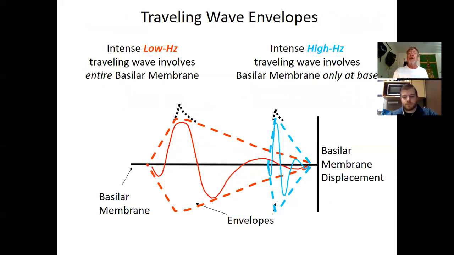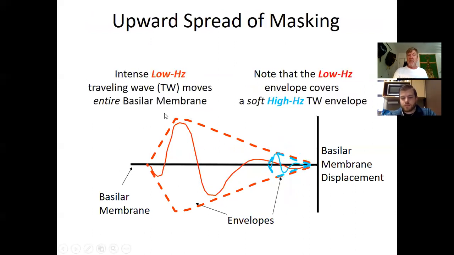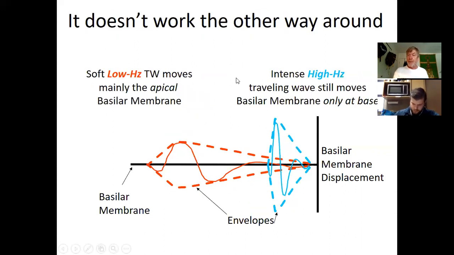It's called the upward spread of masking. Lows mask highs better than highs mask lows. Why? How come? Because the traveling waves are asymmetrical in shape. That's why. They're shaped like kites. And the high frequency wave stops at the base. And that kite may be made very, very large, but it's hard pressed to push its way out to mask the low frequencies. It just doesn't happen.